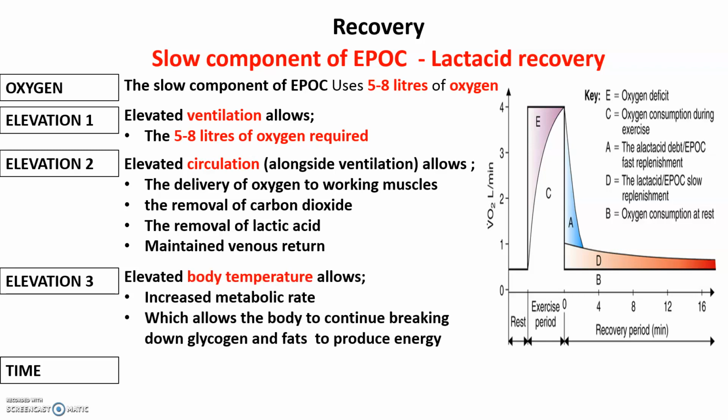Finally, elevation 3 is to do with our body temperature. Now this allows our metabolic rate to continue to increase, which allows the body to continue breaking down glycogen and fats to produce energy. What we have to understand is that with the metabolic rate being increased, we continue to break down glycogen and fats in our aerobic system, which allows us to produce energy to recover.